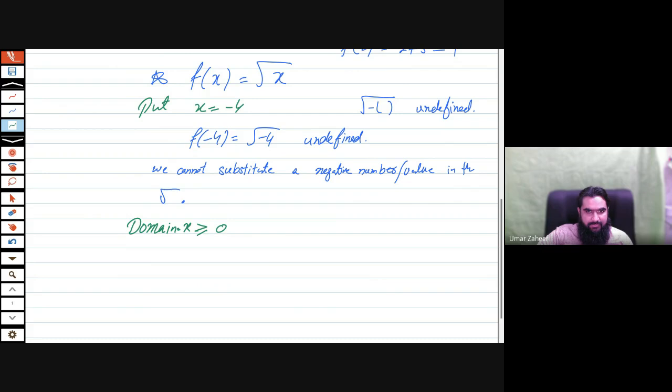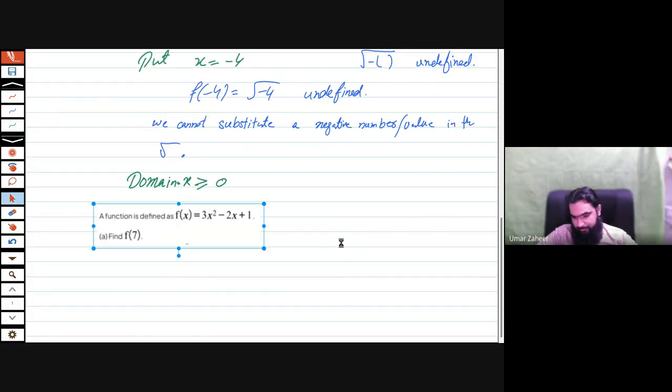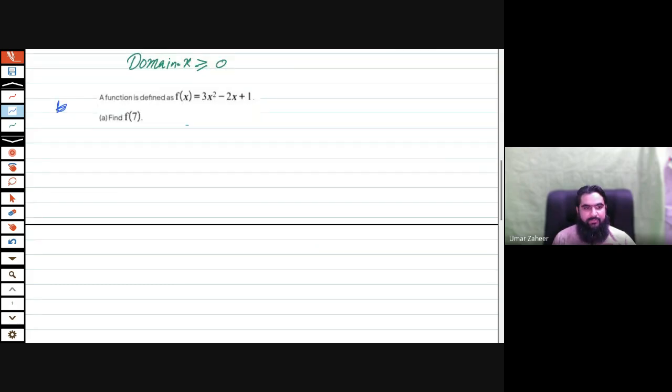Okay, so let's do some questions. It was a basic substitution question. Now look at here. We have a function f of x defined as f of x equals 3x squared minus 2x plus 1. We have to find f of 7. So substitute 7 at the place of x.